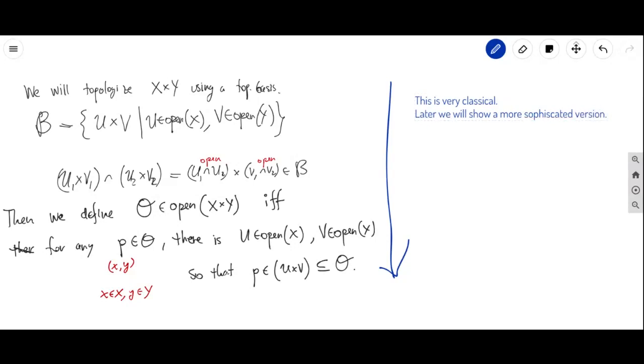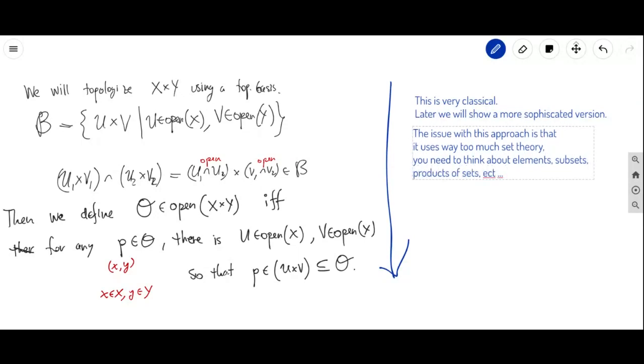Now, the price to pay is that it's more abstract, but it's more advantageous. The issue with this approach is that it uses way too much set theory. So you need to think about elements, subsets, products of sets, and so on. And sometimes when you have a large collection of objects and you start combining them together, when you start to think of them on the level of sets, things sometimes start to get rather complicated.